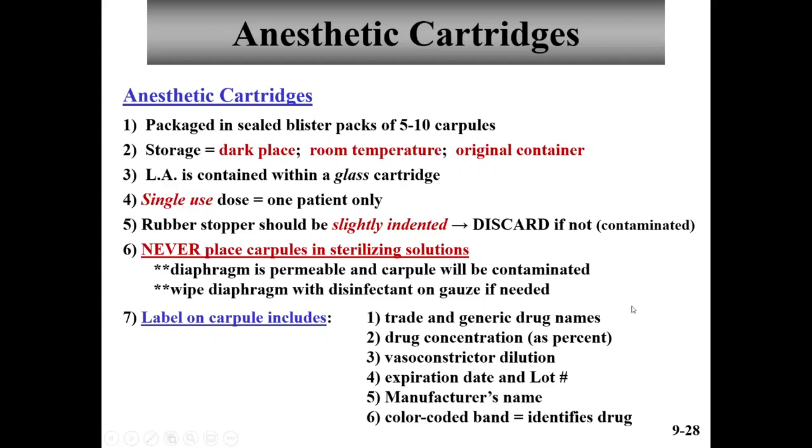Your carpule is going to be labeled, and it will include both the trade name and generic name of the drug that's within the carpule. It will include the concentration as a percent. It'll say 2% mepivacaine, 2% Marcaine, whatever. 4%, 2% Marcaine. It will tell you the vasoconstrictor dilution, so it'll say 1 to 50,000 epinephrine or 1 to 100,000 epinephrine, or 1 to 20,000 levonordefrin. It'll have an expiration date and a lot number.